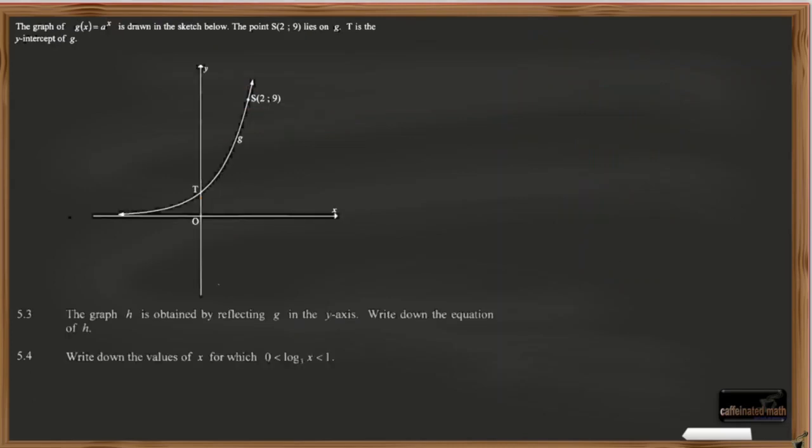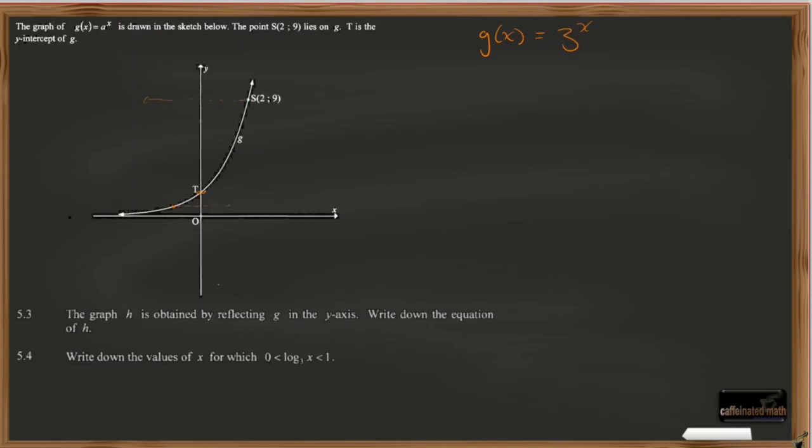Let's get g of x back. That's just going to be 3 to the power x. The graph of h is obtained by reflecting g in the y-axis. So g is being reflected in the y-axis. What does that do? If we take this point, it stays there. Take some other imaginary point, that gets reflected over there.